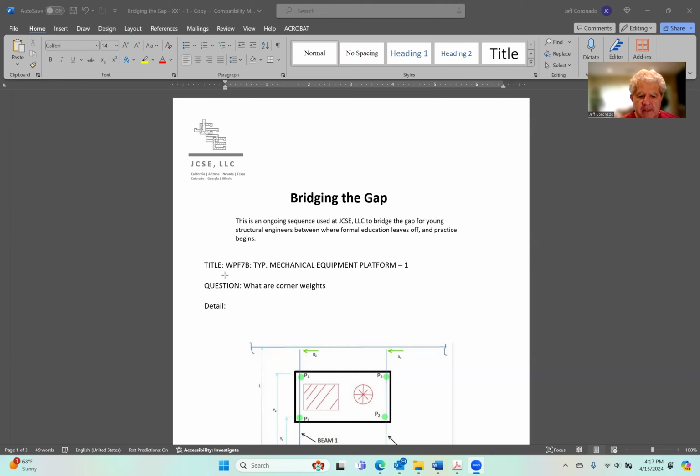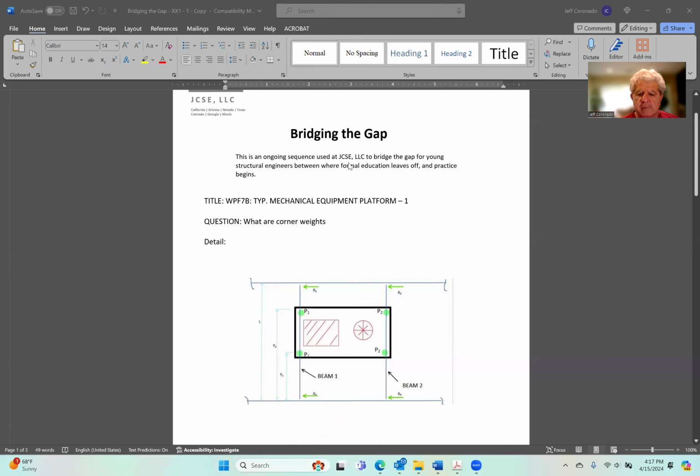We are going to be covering WPF7B, Typical Mechanical Equipment Platform -1. So this is the first in this sequence. What are corner weights? Okay, sure. Valid question. Scroll down here a little bit.